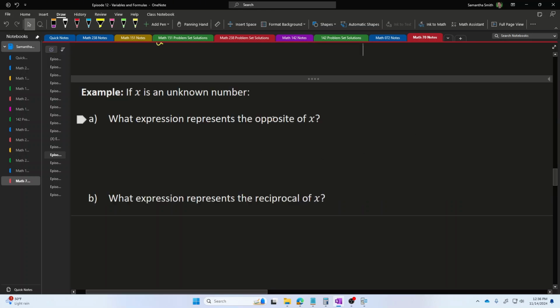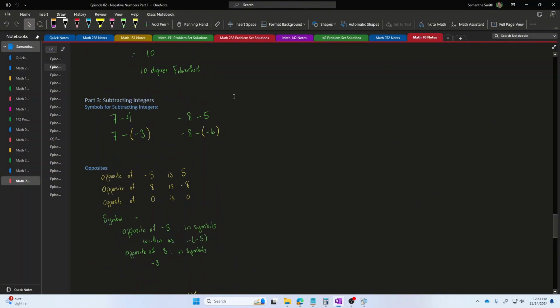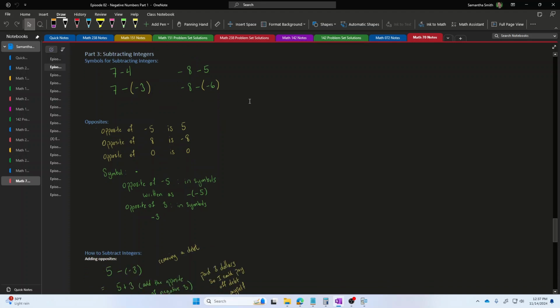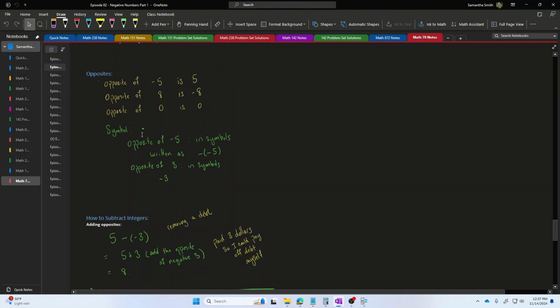Let's talk about expressions involving opposites and reciprocals. Let's remind ourselves from episode 2, part 3, about opposites. When we were taking the opposite of a number, the opposite had the effect of changing negative numbers to positive numbers and changing positive numbers to negative numbers. And the symbol that we used to represent opposites was basically just this minus sign. An extra minus sign written in front of your number is what told you symbolically to take the opposite of your number.